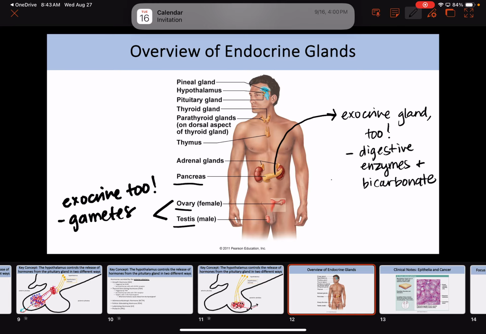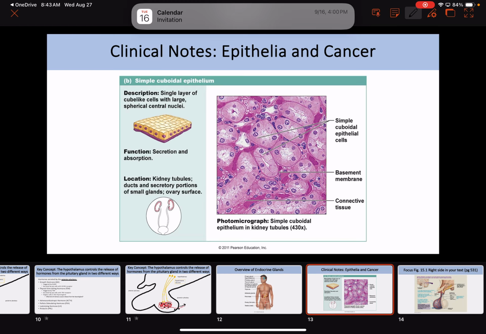Any other questions? Okay. So a couple notes on epithelial tissue and cancer. So epithelial tissue in general, what are the functions? Secretion is a big one. Absorption too, but what we're talking about here with endocrine system and function, secretion is the main function.